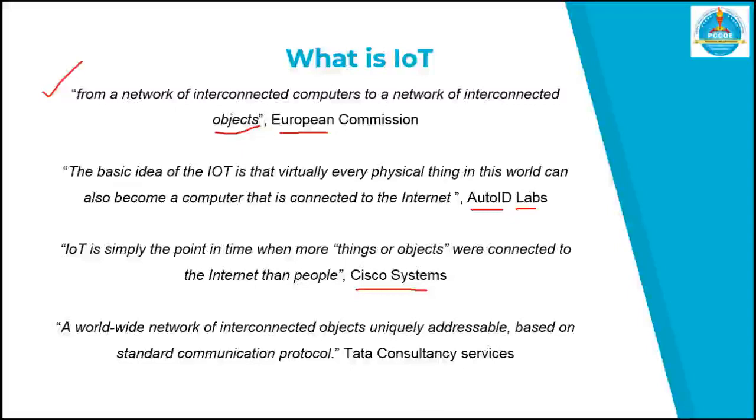And the definition given by Tata Consultancy Services: a worldwide network of interconnected objects that are uniquely addressable. Here the term is uniquely addressable. Just like a human can be identified by our names, in the same way devices can be identified by a unique IP addressing scheme. So the IoT objects are identified by their unique IP addresses, which can be based on a standard communication protocol.